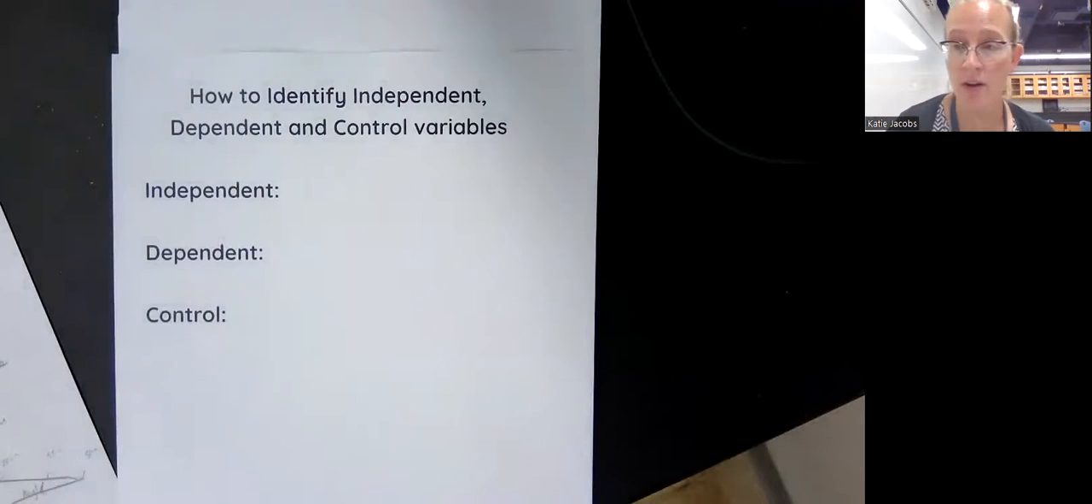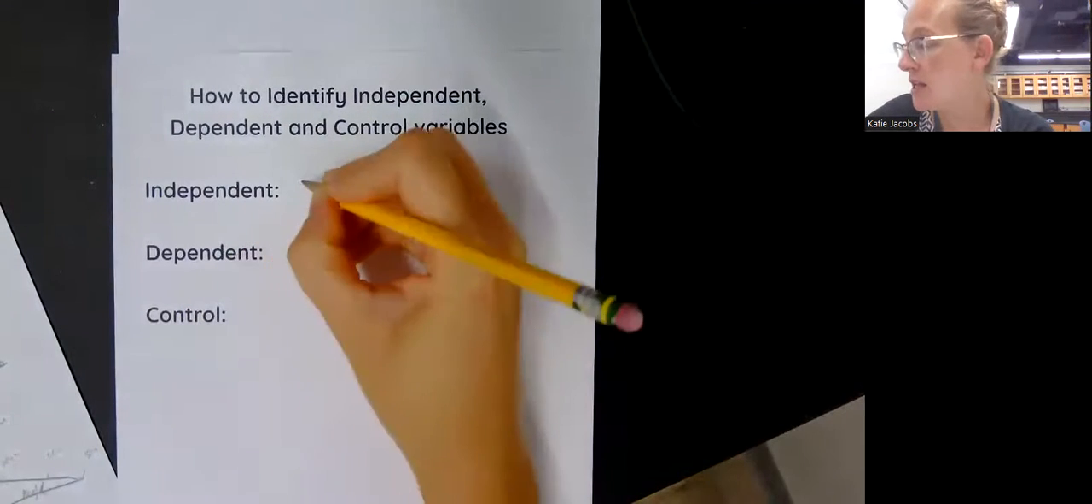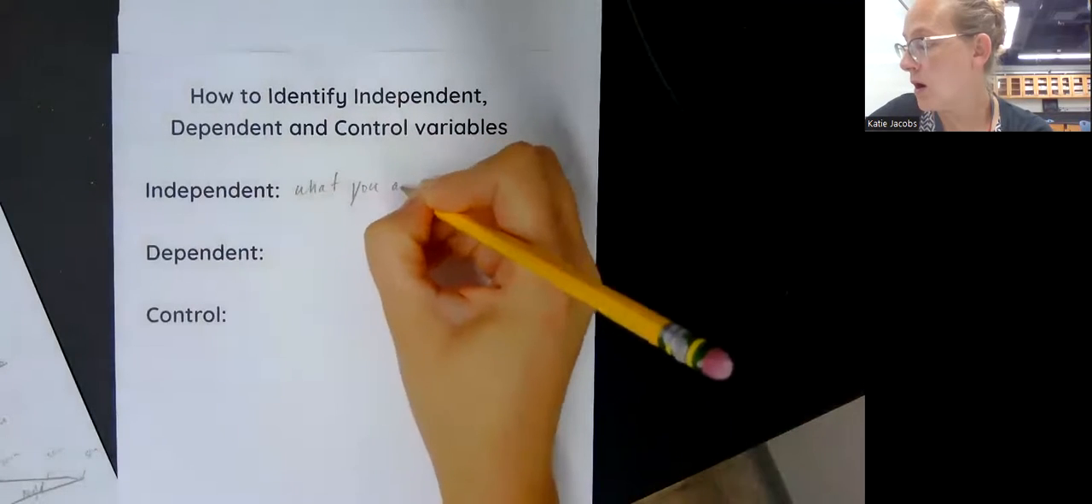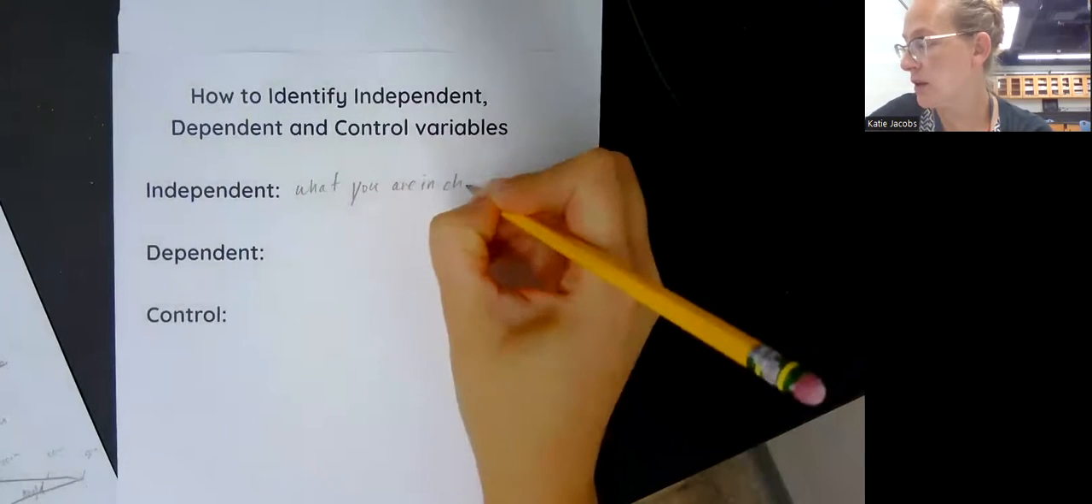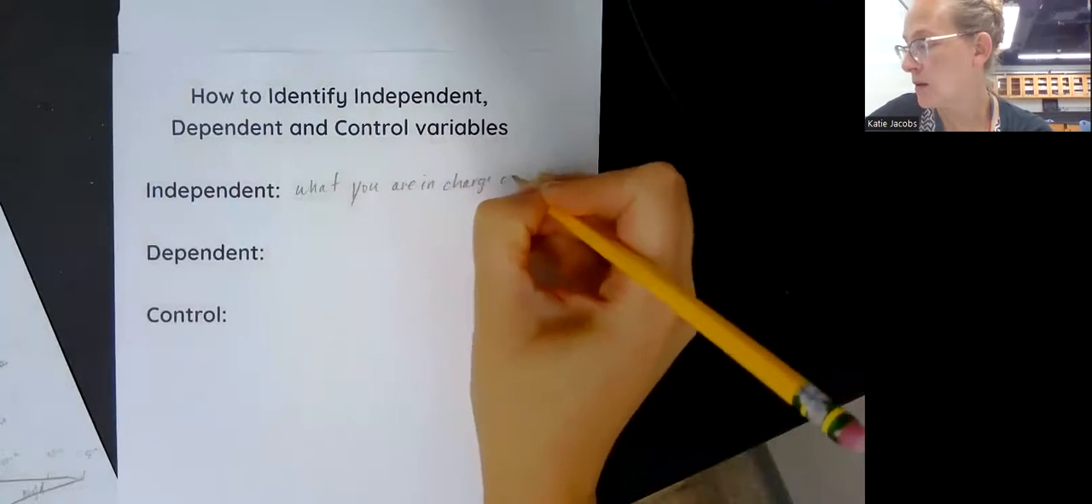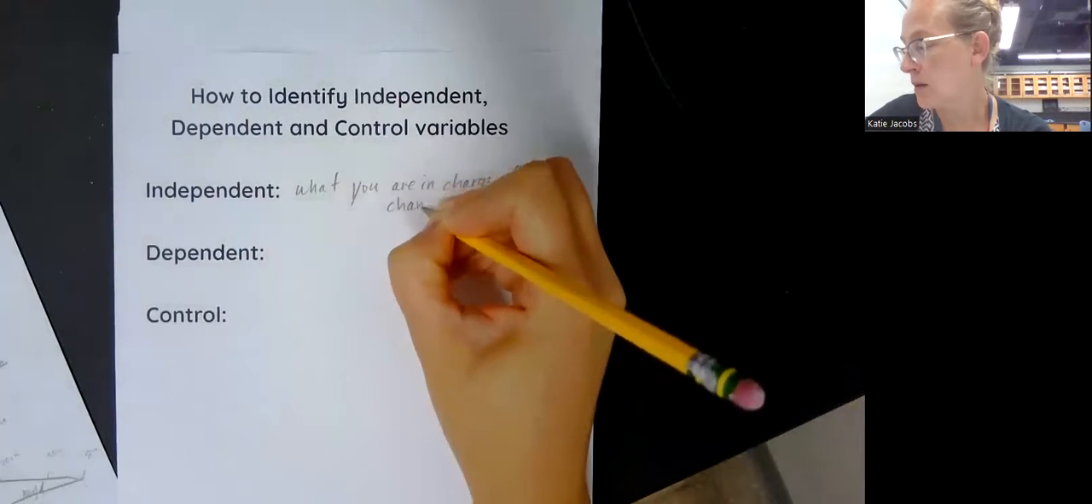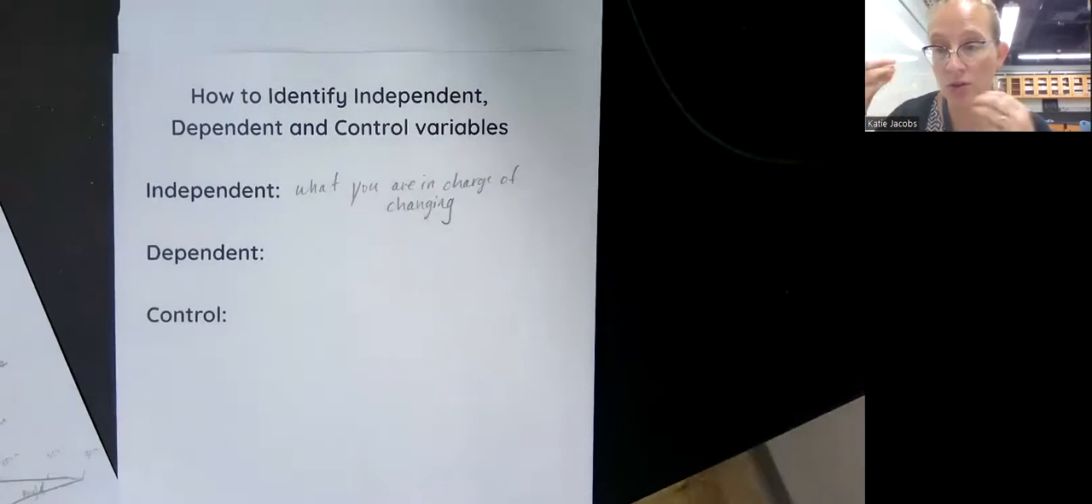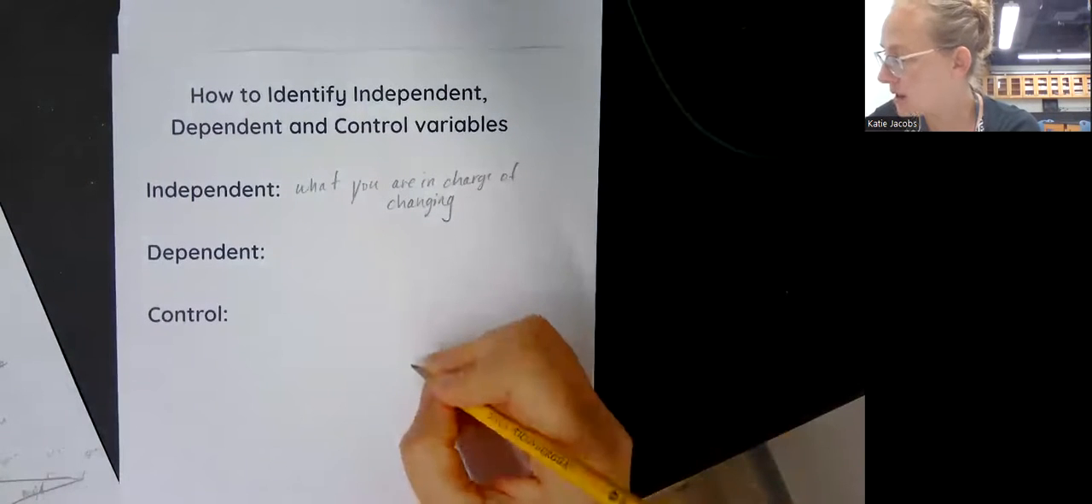So an independent variable in an experiment is what you are in charge of changing. As the person running the experiment, you have control, you are able to manipulate the independent variable. Let me give you an example.